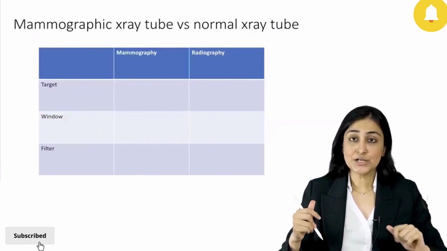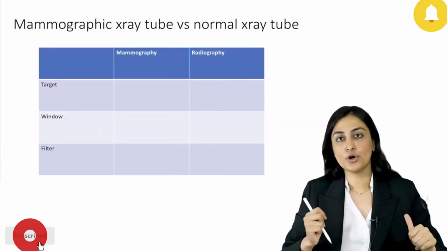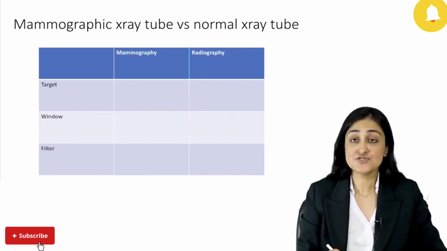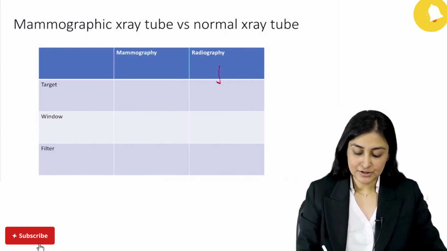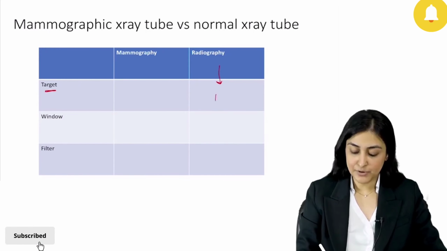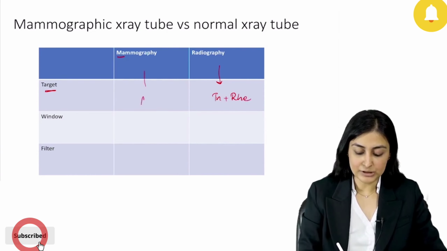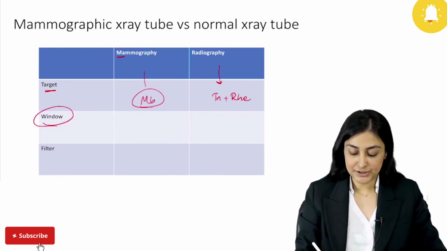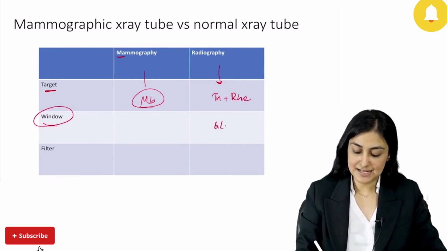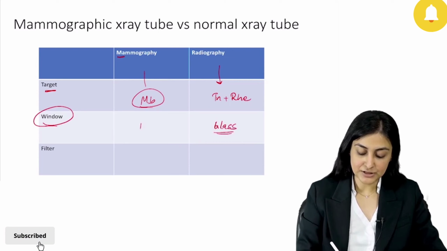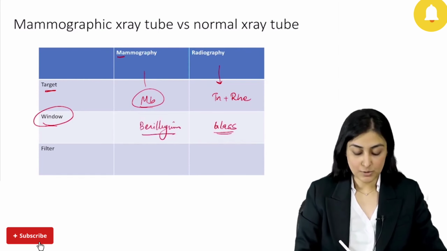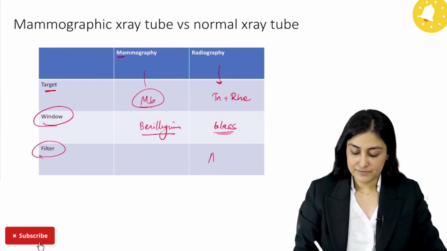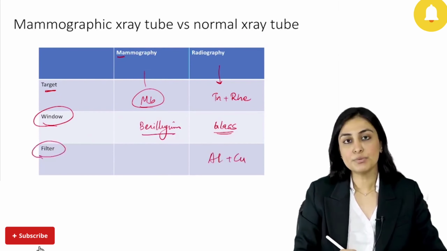Okay, very quickly, mammographic X-ray tube versus normal X-ray tube. There are a few changes between the two. In radiography, we have seen that the target is made up of tungsten plus rhenium. Here in mammography, M for molybdenum. Remember, molybdenum is what makes the target. The window in the radiograph was made up of glass itself, thinned out glass, whereas here it's going to be made up of beryllium. When we talk about the filter, in radiography, we saw that it was an aluminium plus copper filter.